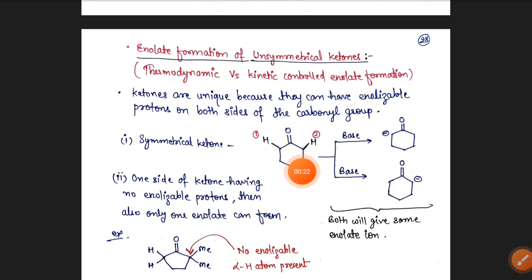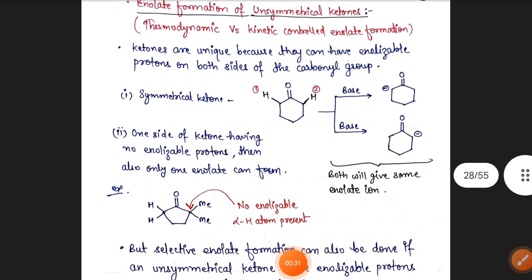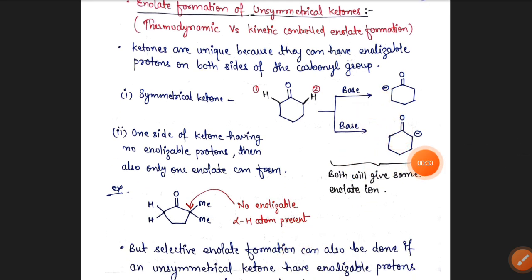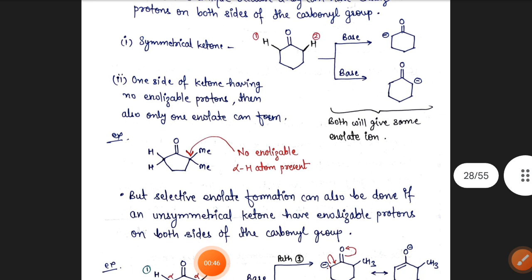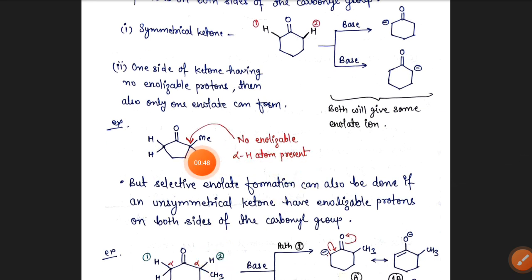This is a cyclic ketone, and the two hydrogens on both sides are symmetrical. So if a base is used, the enolate anion formed is the same. If one side of the ketone has no enolizable protons, then only one enolate can form. So if there is no enolizable hydrogen on this side, only the other side forms the enolate.